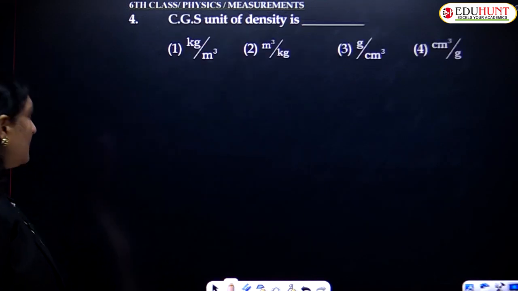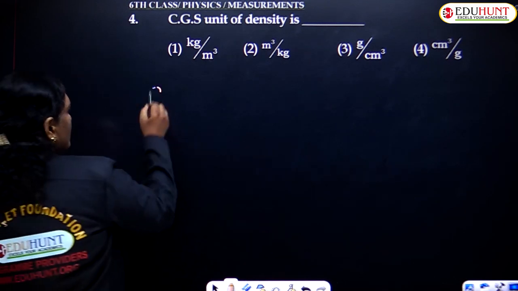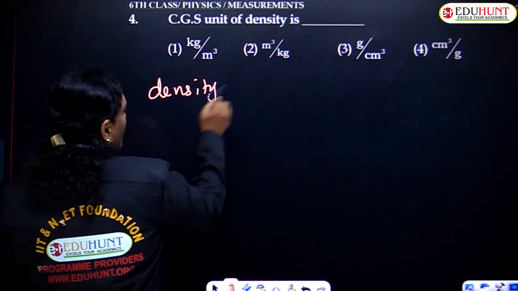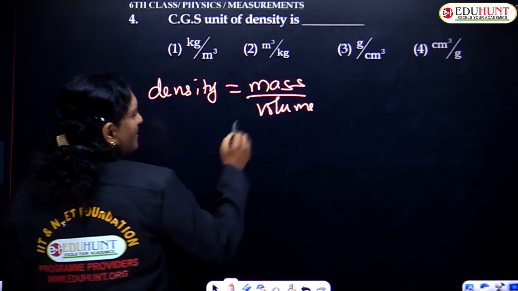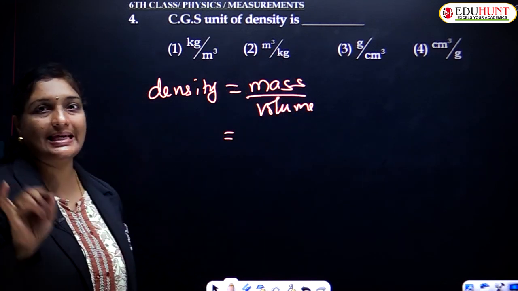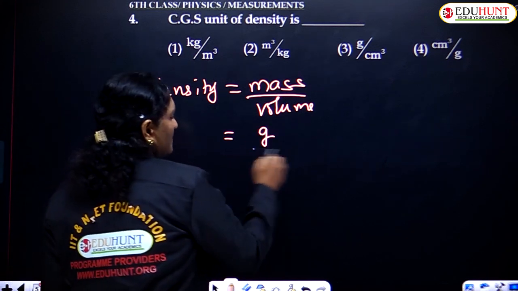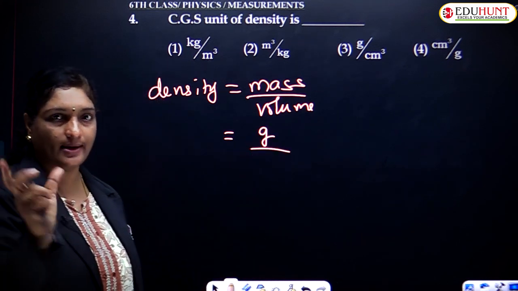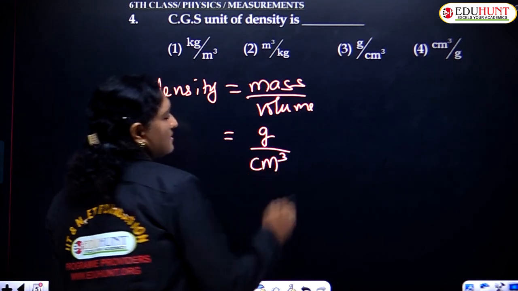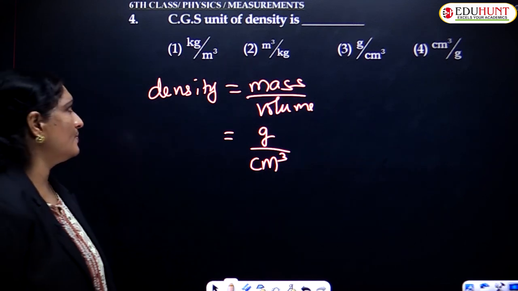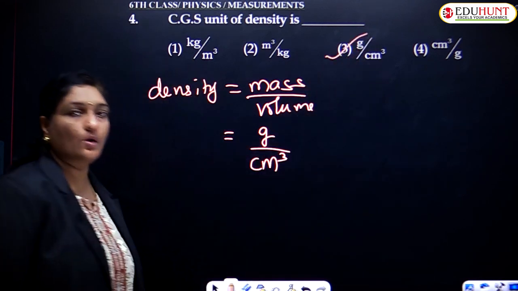Okay. Next. The CGS unit of density is? What is the formula for density? Density equals mass by volume. What is the CGS unit of mass, children? Mass is measured in grams in the CGS system, centimeter, gram, second. Volume means length into breadth into height, that is centimeter into centimeter into centimeter, centimeter cube. Hence the CGS unit of density is gram per centimeter cube. Okay children. Next.